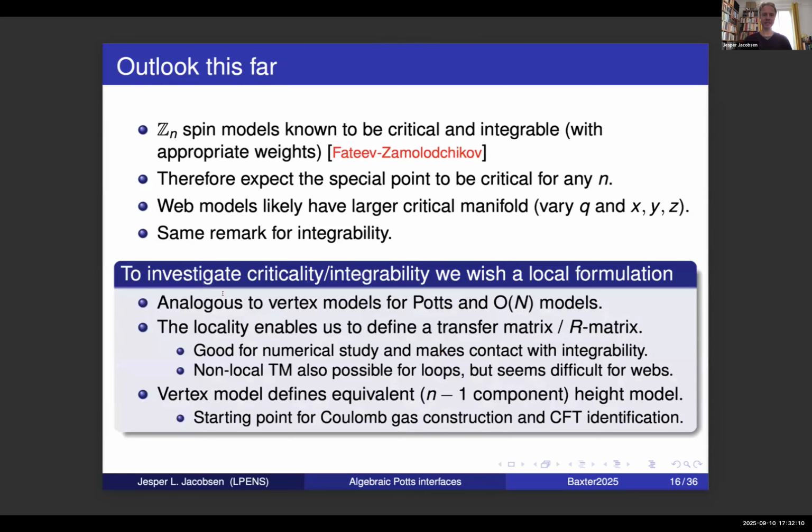So to investigate the issue of integrability, what I'm going to show you today is that we will need some local reformulation of the model. So for example, for the loop model that was underlying the O(n) model, we would like to make it integrable by turning it into a vertex model. There are two different ways that this can be done, depending on how the model is defined precisely.